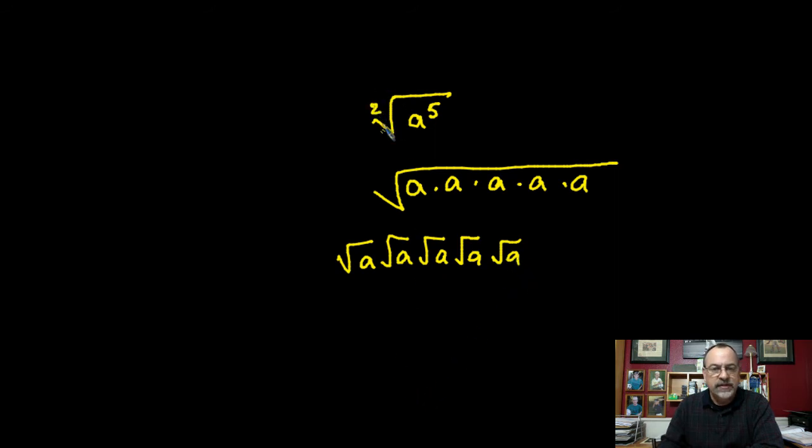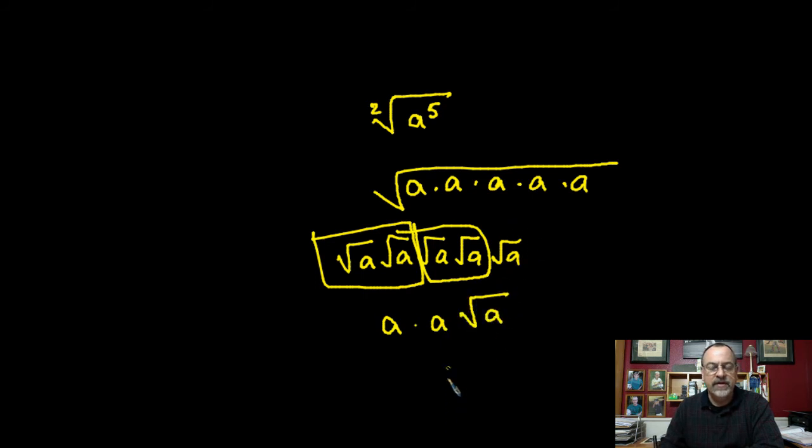And the index is a 2, so what does that tell me? I need 2 of these that come out to be 1. And then I have 2 of these that come out to be 1, and I have 1 left over, so I have an a underneath. And then a times a is a squared, square root of a. So this would be the simplified version of the variable.